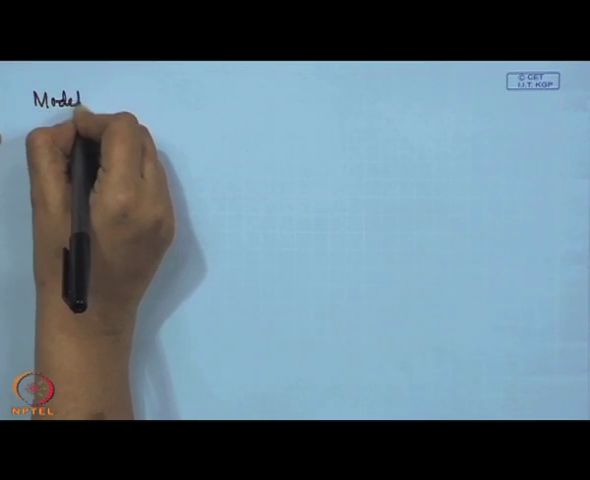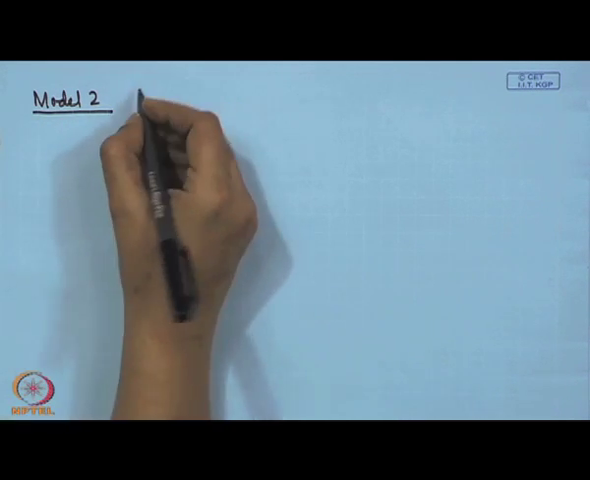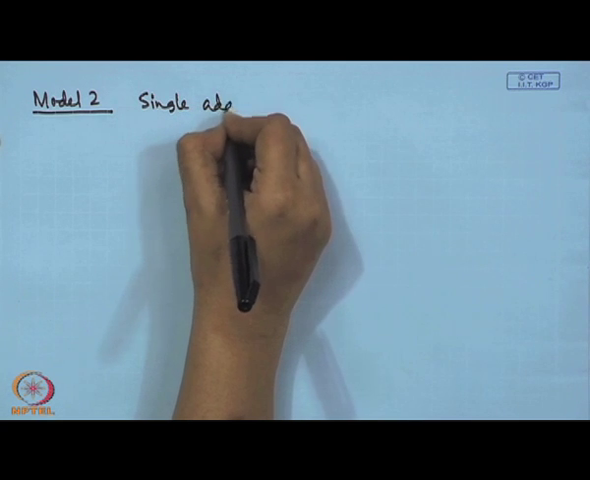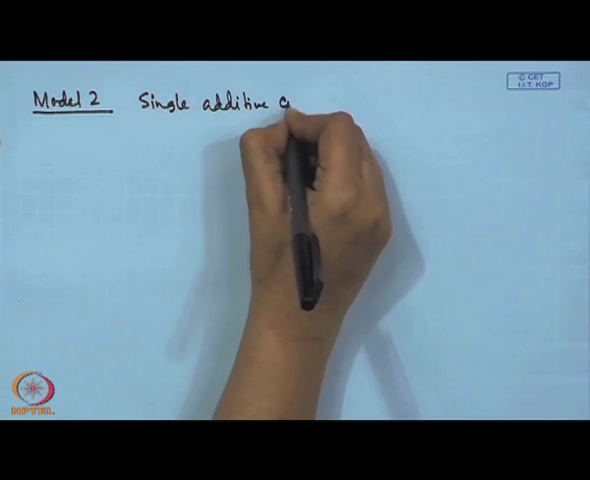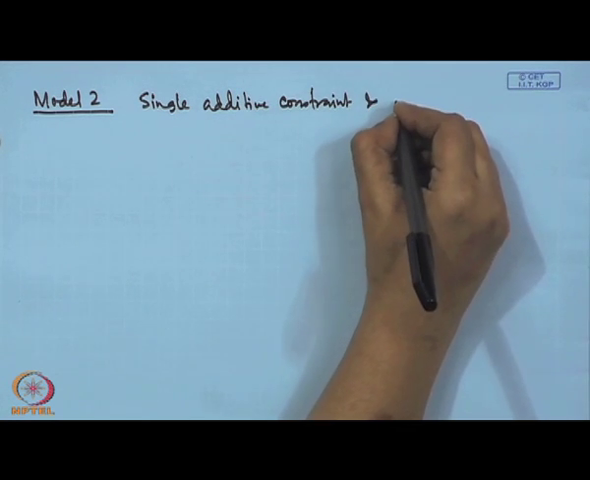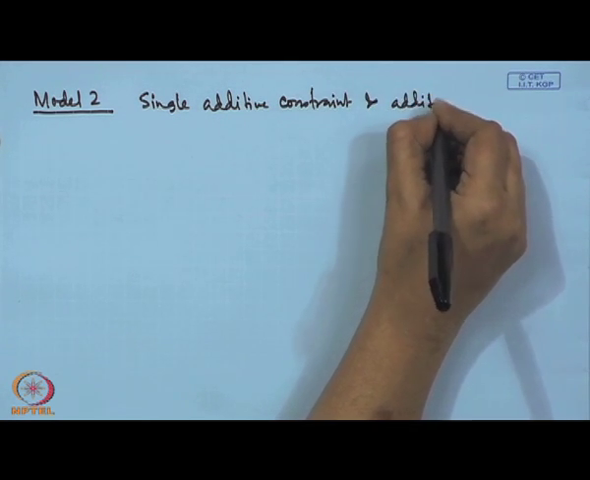That is why I am coming to the next model, model 2. Model 2 considers single additive constraint and additively separable return.